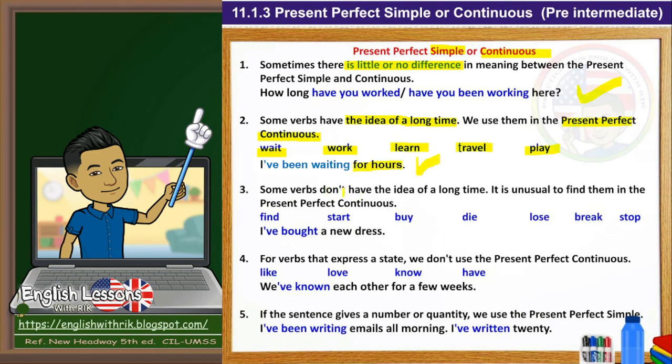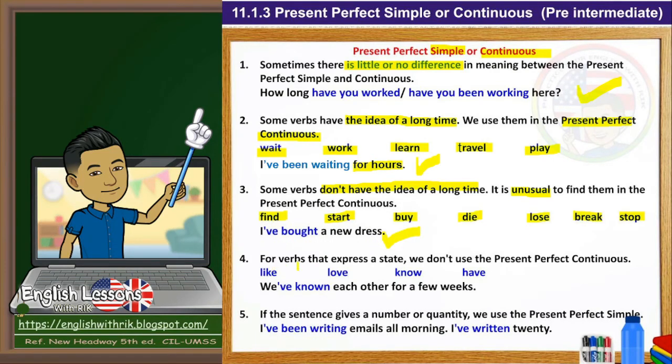Some verbs don't have the idea of a long time. It is unusual to find them in the present perfect continuous. Find. Start. Buy. Die. Lose. Break. Stop. I've bought a new dress.